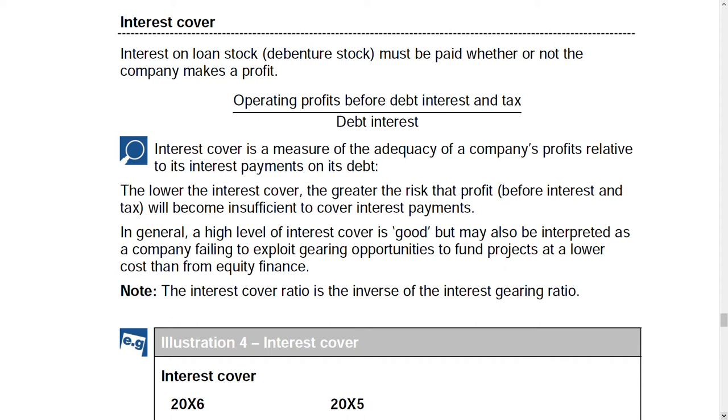What does it mean? I'm writing it again. It might be interpreted as good, but always remember, nothing can be 100% good. There must be some drawbacks to it. So the drawback is what? High interest cover is good, but the gearing opportunity is missed. What is the opportunity? A lower cost than from equity finance.